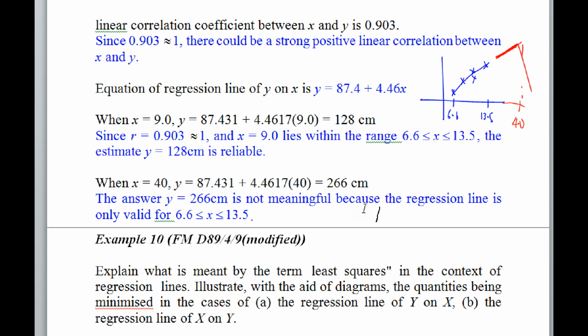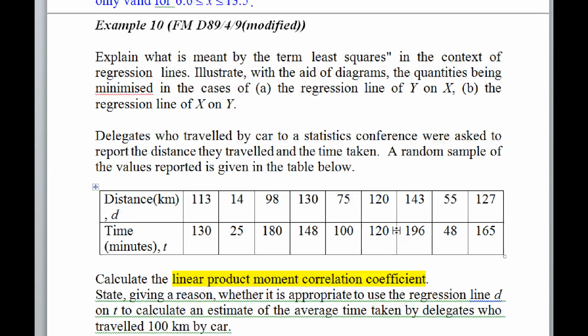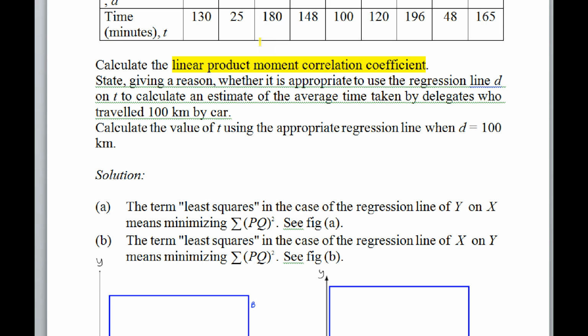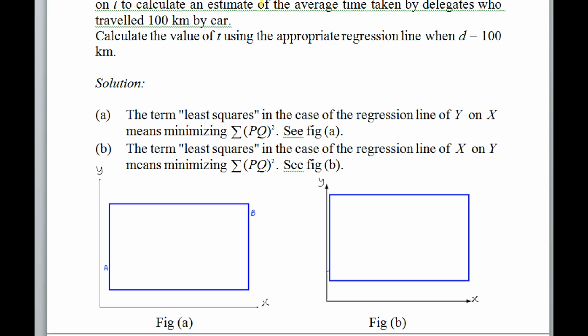Example 10. State what is meant by the term least squares in the context of regression line. Illustrate with the aid of diagrams the quantities being minimized in the cases of regression line of Y on X and X on Y. So this is the challenging bit. This one really tests your understanding of regression line, Y on X or X on Y.